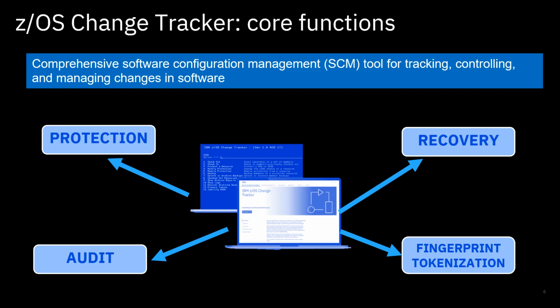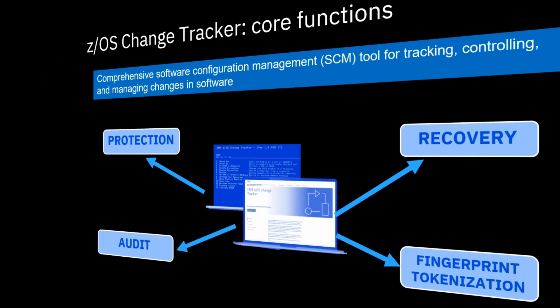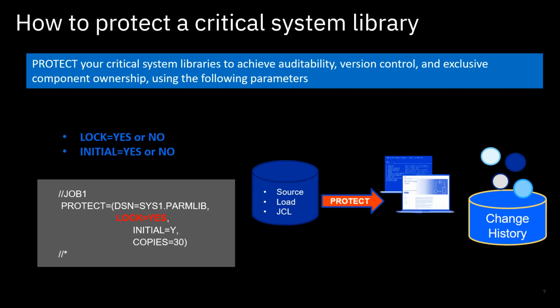A token is a 4-byte fingerprint representing the contents of a file, which is then used to quickly identify changed files or members. For a library, one token is generated for each member. The feature also supports sequential, VSAM datasets, and USS files, and there is no size limit, so an entire DASD volume can be fingerprinted.